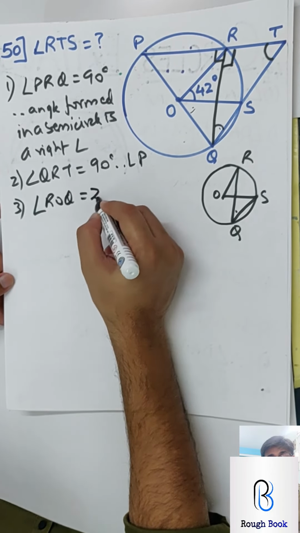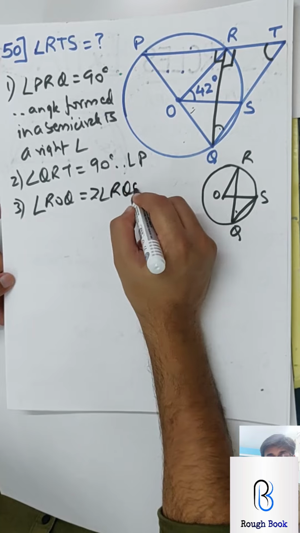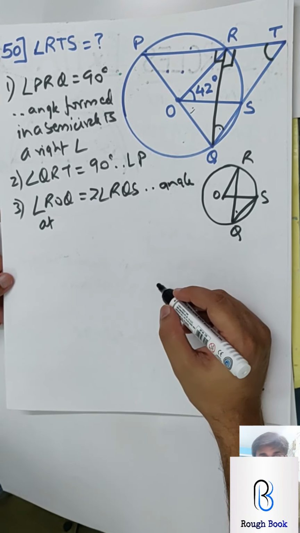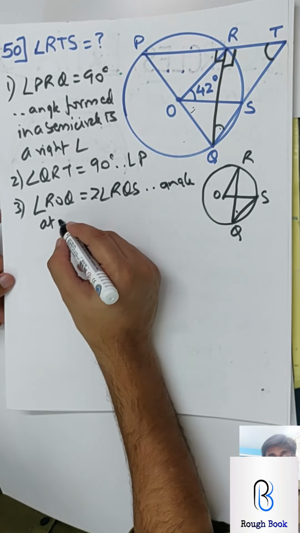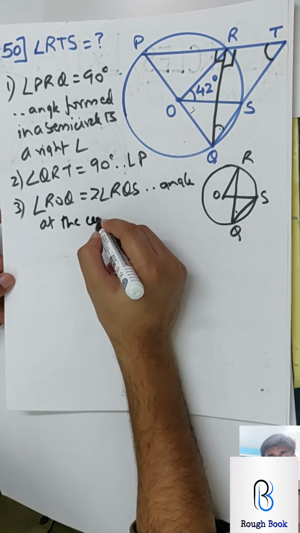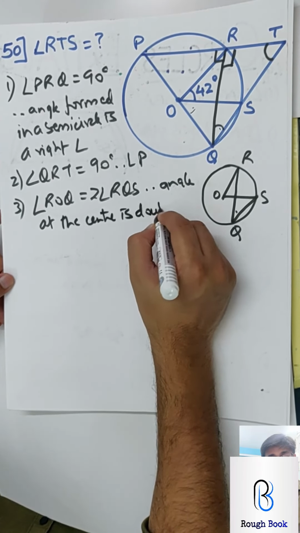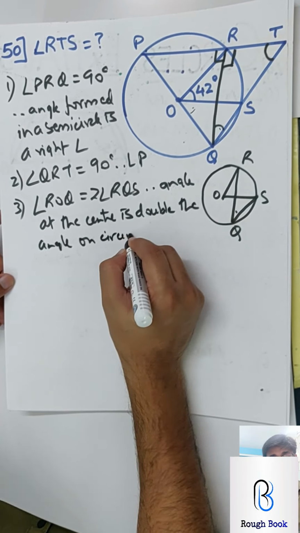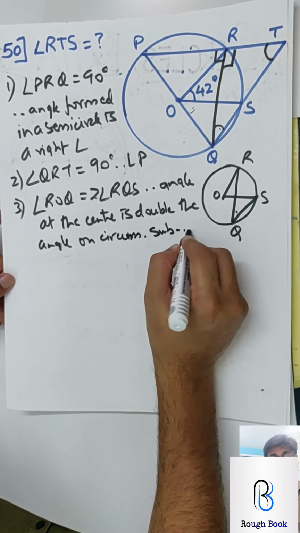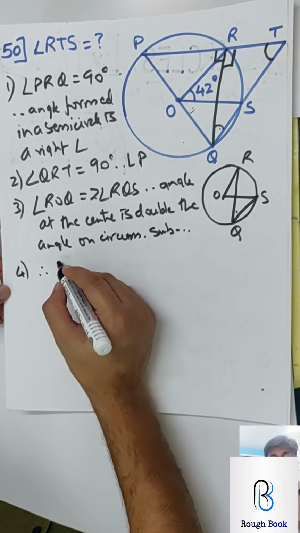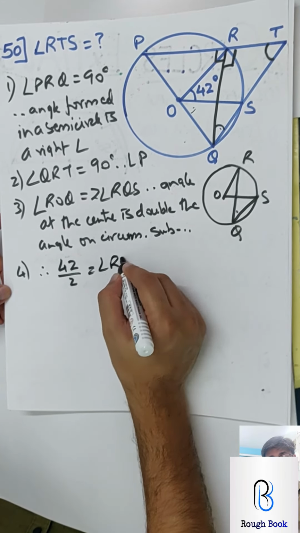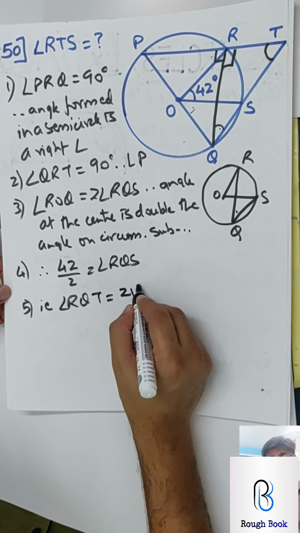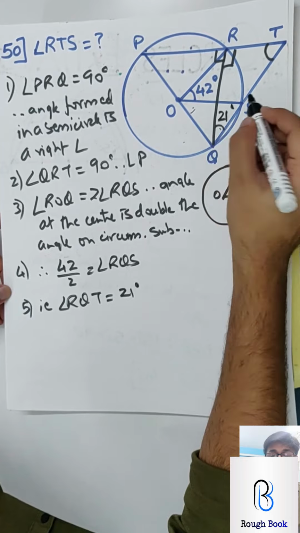Then ROQ is double of RQS, angle at center. Come on, now at least by now you should get the entire property on your own. So angle at the center, correct. Angle at the center is double the angle on the circumference subtended by the same arc. So please complete the statement. Fourth, ROQ is 42 divided by 2 and I will get RQS. So you can say that is angle RQT as 21. So this entire RQT becomes 21.